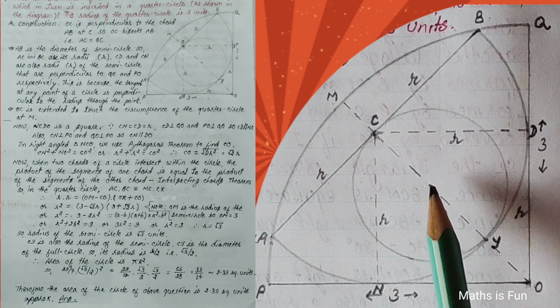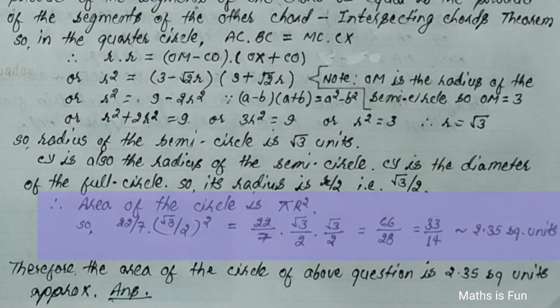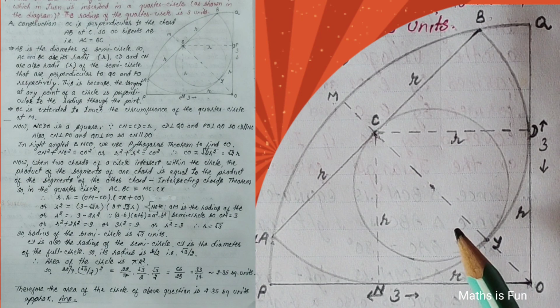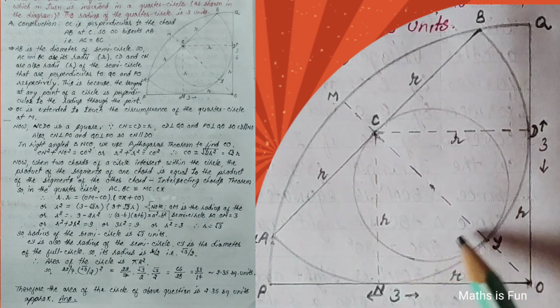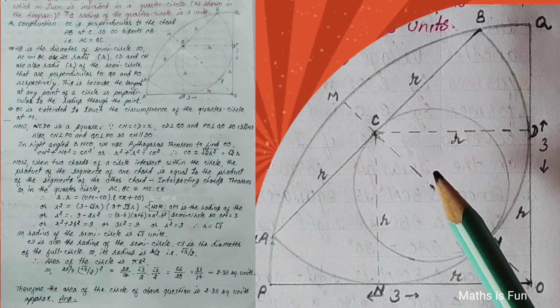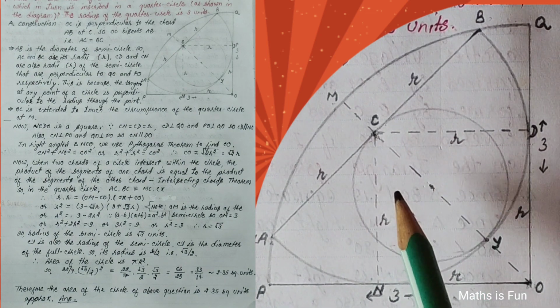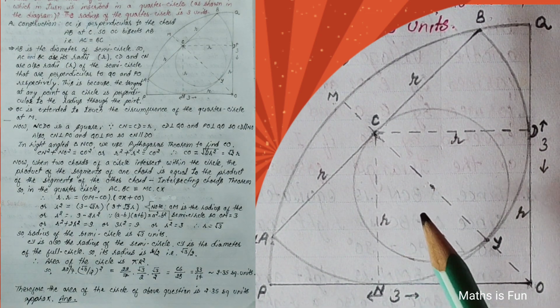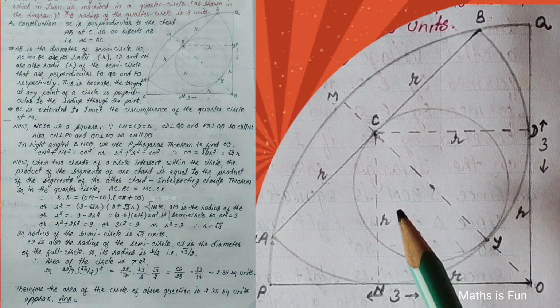We need the area of this circle. So the area of any circle is pi r square. So pi, if we take it as 22 over 7, r will be root 3 over 2. We'll square that, and finally when we solve this, we'll get the area of this full circle as approximately equal to 2.35 square units. Therefore the area of the circle in question is approximately 2.35 square units.